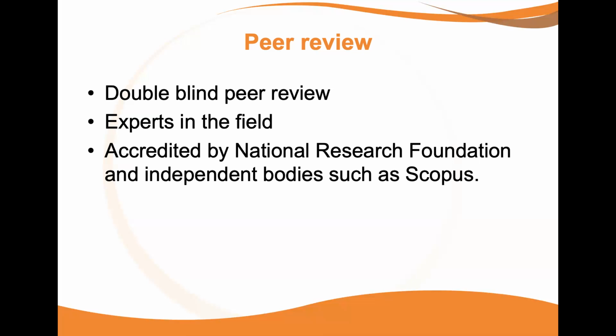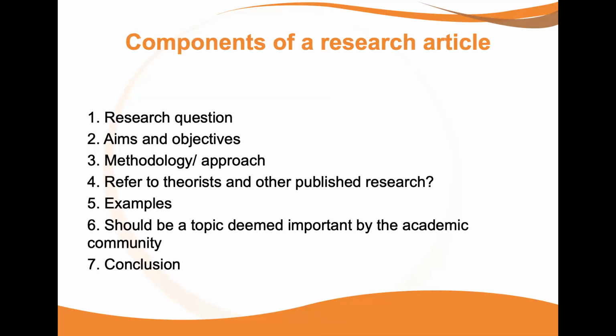It is a double-blind peer review process because the reviewers do not know who the author is, and the author also does not know who the reviewers are. A good journal is also accredited by the National Research Foundation and also by independent research bodies such as Scopus. And these bodies are also headed by experts and well-qualified persons in various fields.